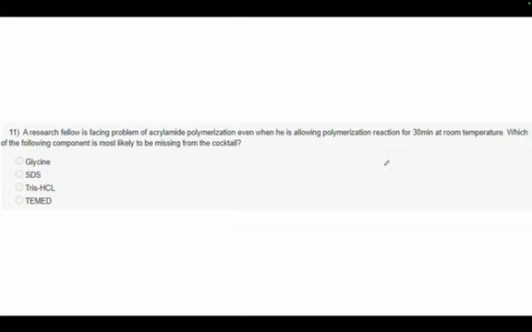Now we know that the polymerization of acrylamide requires the presence of free radicals, which we are providing with ammonium persulfate, and the reaction is catalyzed by the presence of TEMED. So if we have added the acrylamide and it's not polymerizing, most likely one of these two components is missing. From this list, TEMED is acting as the catalyst, so if TEMED is absent, it will not polymerize.